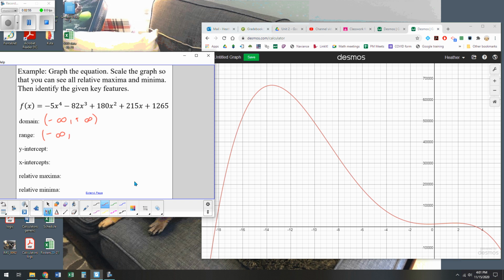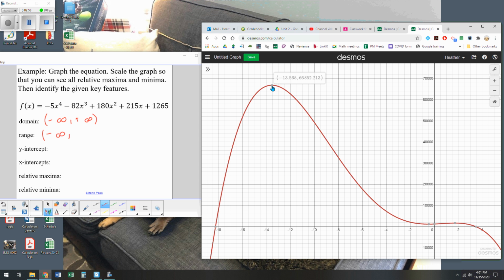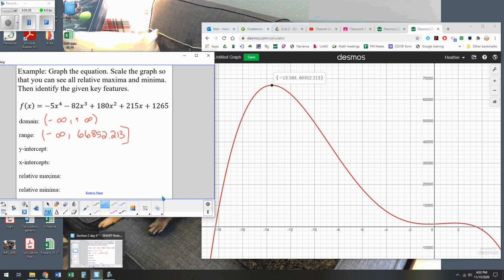But for the highest point, I'm actually going to click on the graph, and just clicking on it, I'll see a gray dot here. So that dot tells me the y value, that's the highest y value of the graph. So that's 66,852.213. And that's included, right? It's not open there. So I'm going to use that square bracket.